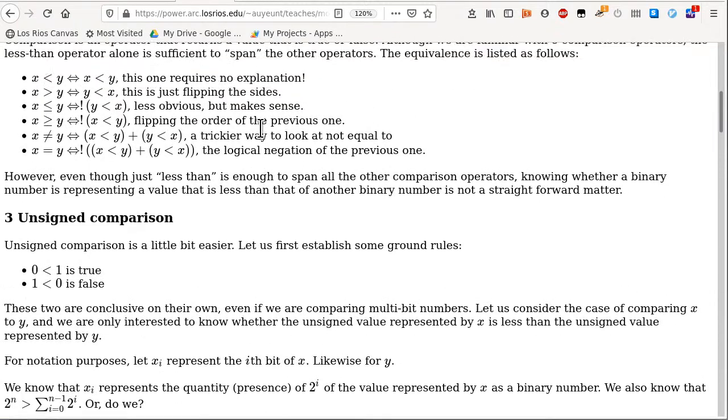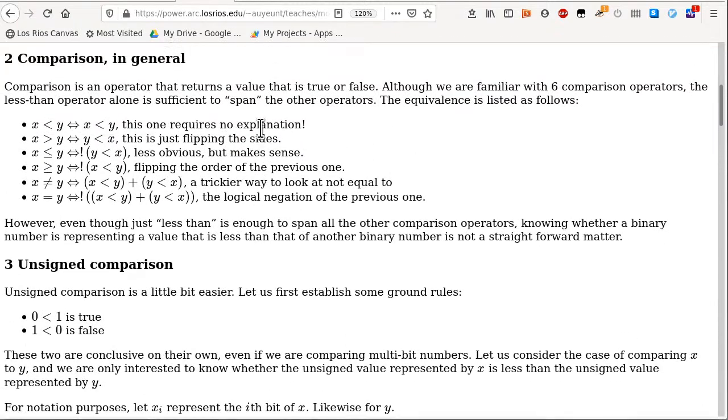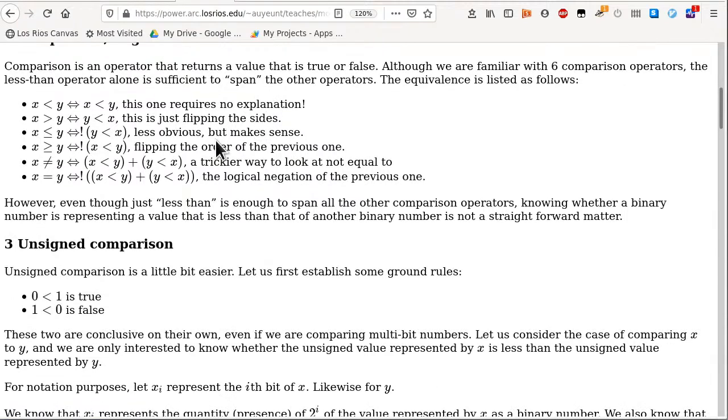So there are 6 different types of comparison operators that we are familiar with that C and C++ both support. Now the question is, how many are actually needed? Well, as it turns out, we just need one of them. Of all of these, we just need less than. Now you can say, what about greater than? Yes, you can have greater than too.